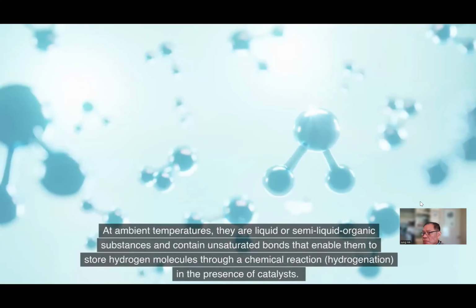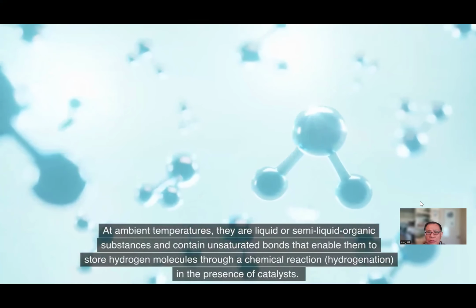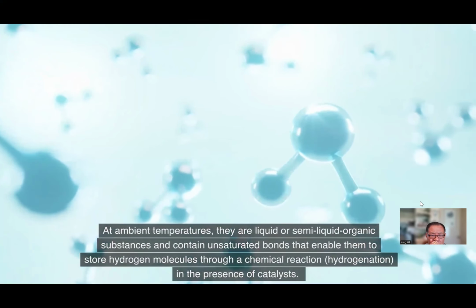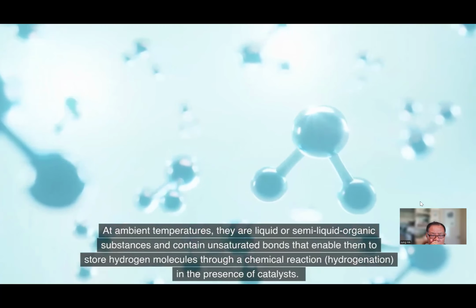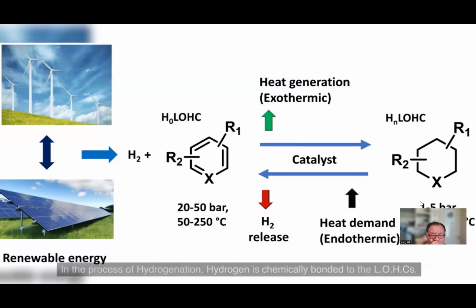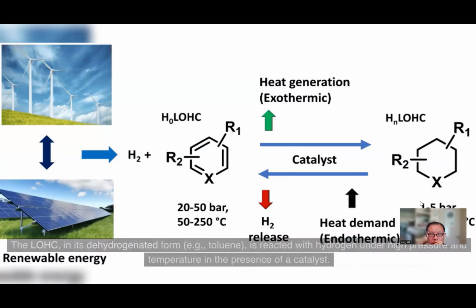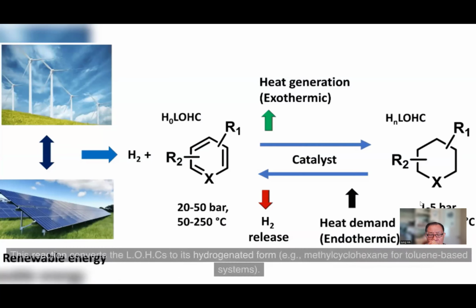At ambient temperatures, they are liquid or semi-liquid organic substances and contain unsaturated bonds that enable them to store hydrogen molecules through a chemical reaction, hydrogenation, in the presence of catalysts. In the process of hydrogenation, hydrogen is chemically bonded to the LOHCs. The LOHC in its dehydrogenated form, for example toluene, is reacted with hydrogen under high pressure and temperature in the presence of a catalyst. This reaction converts the LOHC to its hydrogenated form, for example methylcyclohexane for toluene-based systems.